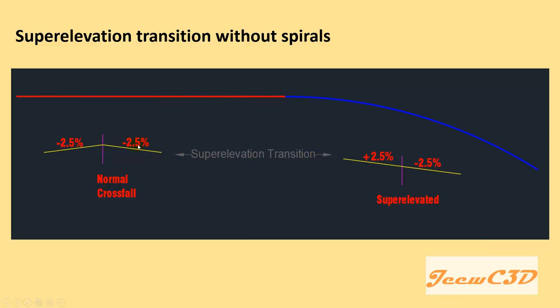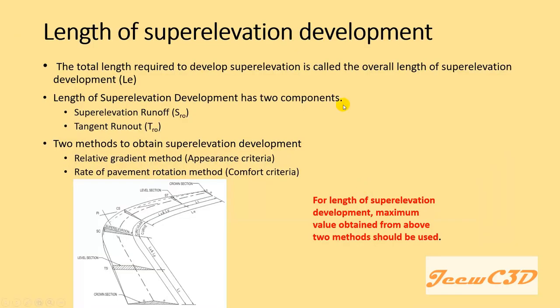Even though I have used 2.5 values as normal crossfall, especially in Austroads guidelines, they use 3 percent as the normal crossfall in Australia. Here I have used the old image I used in the RDA guidelines, that is why I am using 2.5. Then we have two methods to get the super elevation development length, but there are new things to discover here, because we have two components in super elevation development length. That is super elevation runoff and tangent runoff.